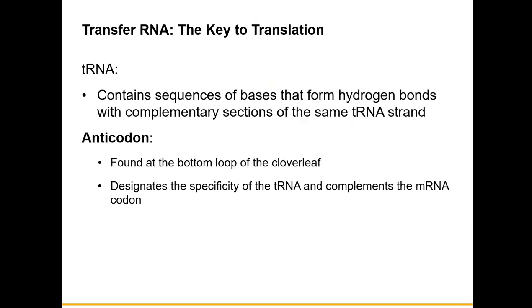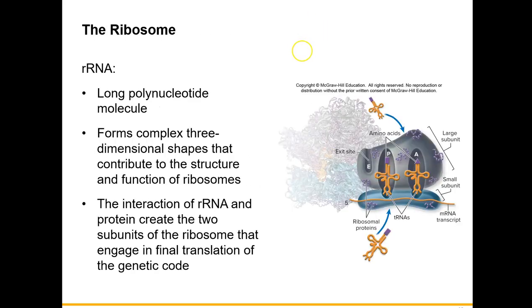The transfer RNA, or tRNA, contains sequences of bases that form hydrogen bonds with complementary sections of the same tRNA strand. The anticodon is found at the bottom of the loop of the clover leaf, and it designates the specificity of the tRNA and complements the mRNA codon.